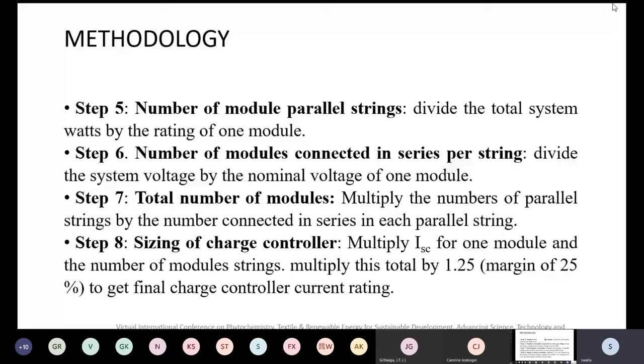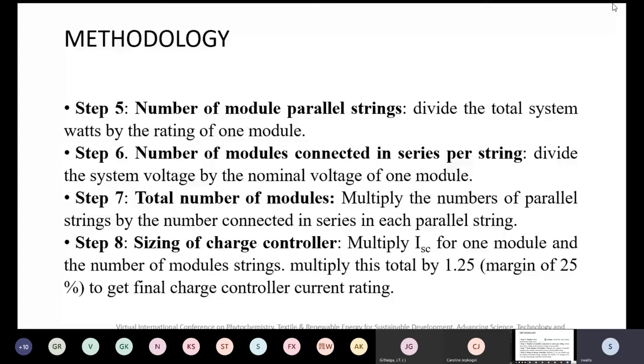The sizing of the charge controller is done just the same way as the charge current method, that you get the ISC, that is the short circuit current of one module, multiplied by 1.25. 25% is just a margin, an error margin, or inefficiency margin.